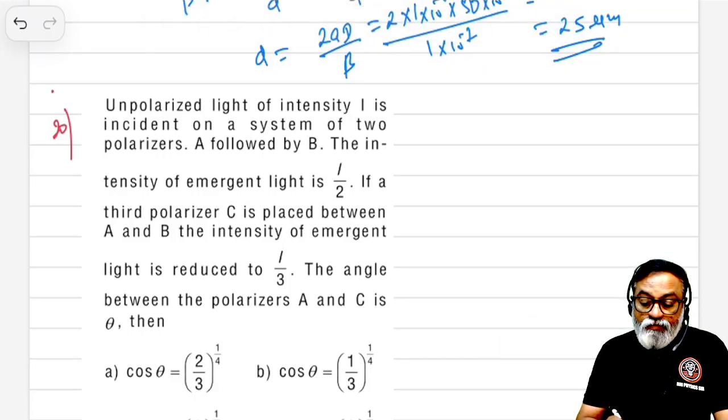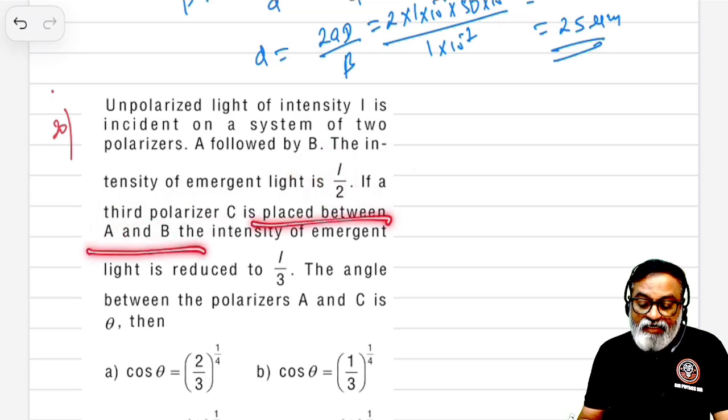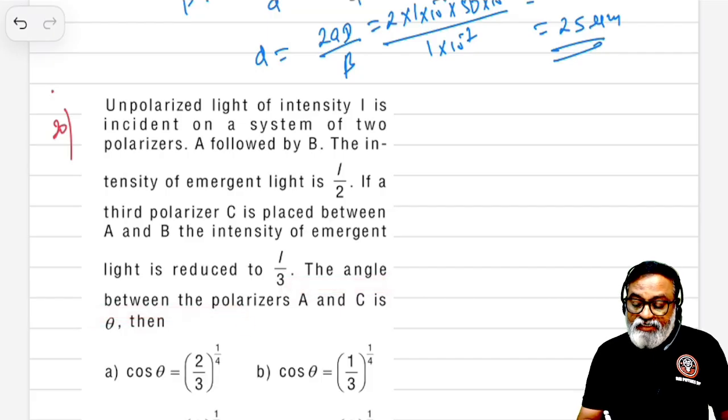Next one. Unpolarized light of intensity I is incident on a system of two polarizers, A followed by B. The intensity of emergent light is I by 2. If a third polarizer C is placed between A and B, the intensity of emergent light reduces to I by 3. The angle between the polarizers A and C.